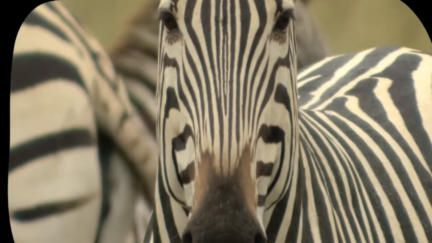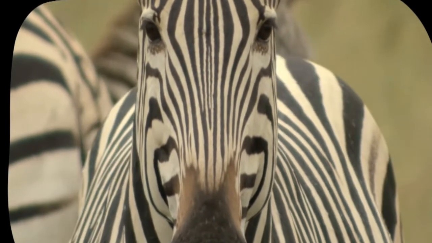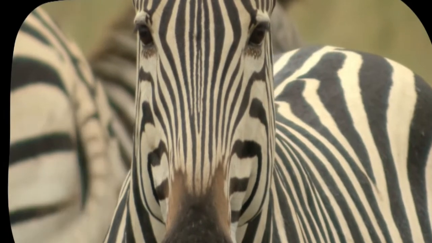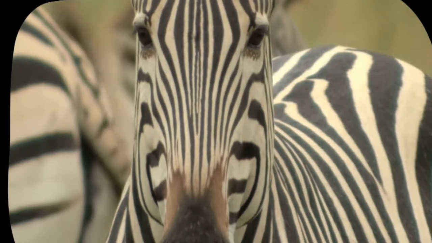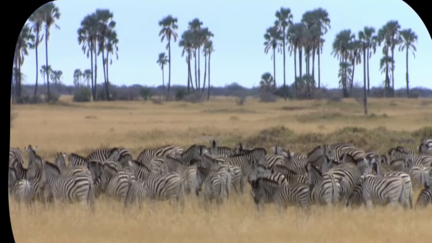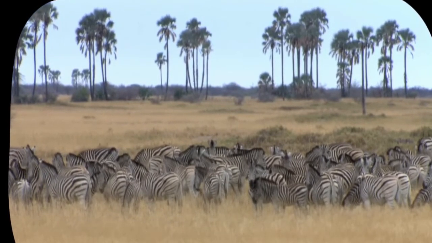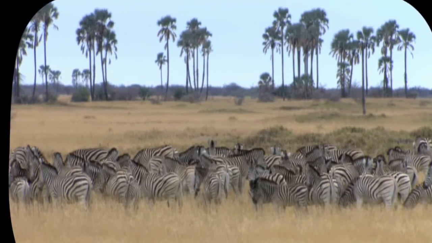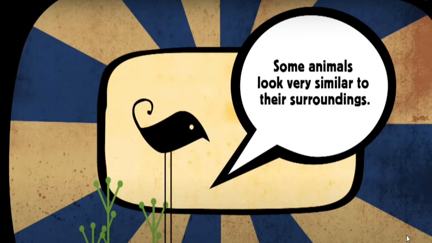I, on the other hand, am a zebra. Hello, can you see me? Our striking markings are most effective when the animals gather in herds. Be honest, can you see where one zebra starts and the next one ends? Animals look very similar to their surroundings.